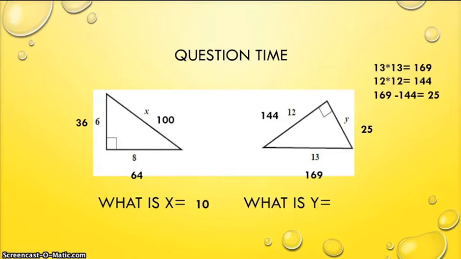So the hypotenuse is already there, so you have to find the other side. So you do the same thing. You do 13 times 13 equals 169. 12 times 12 equals 144. And instead of adding, you subtract. So 169 minus 144 equals 25. And then you square root it to get 5. And that's the answer.